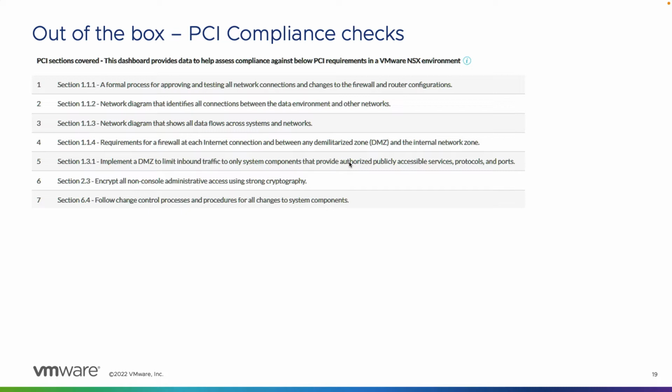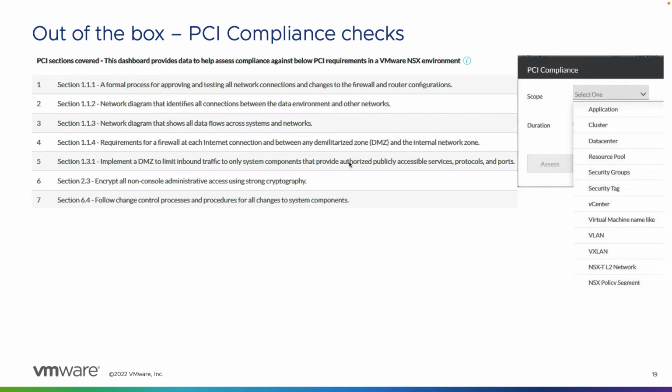In this, you'll see the various sections of PCI that we're actually checking and verifying within your infrastructure when it comes down to various different constructs that you can choose. So as an example, when you're running a PCI compliance check, you can choose things like application, cluster, data center, resource pool, security groups, and many more constructs that you can choose from.